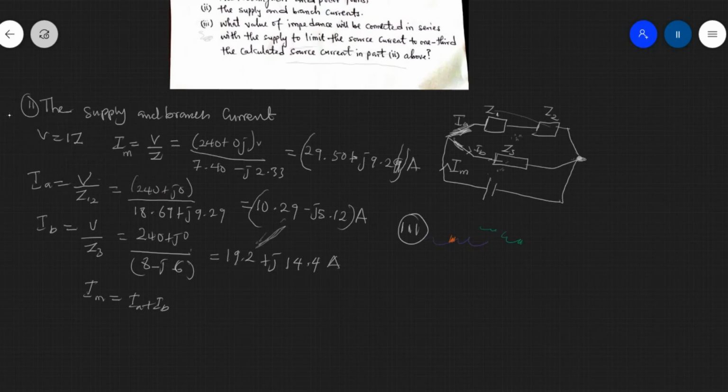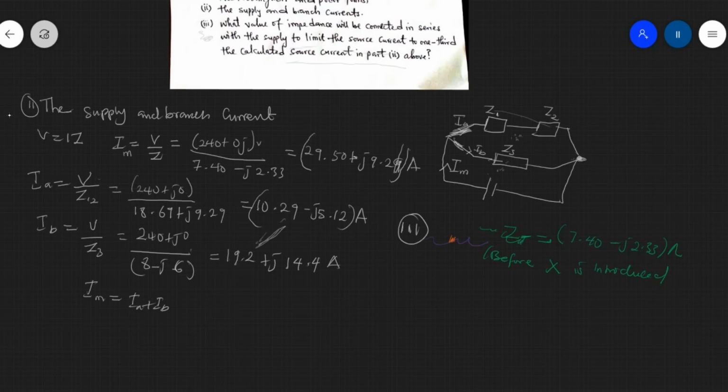So we're going to recall, before the effective resistance was introduced, the total impedance Z total was 7.40 minus j2.33 ohm. That's the value of the impedance. Before the unknown resistance X is introduced, we are asking what value of X to introduce to make the source current one third.